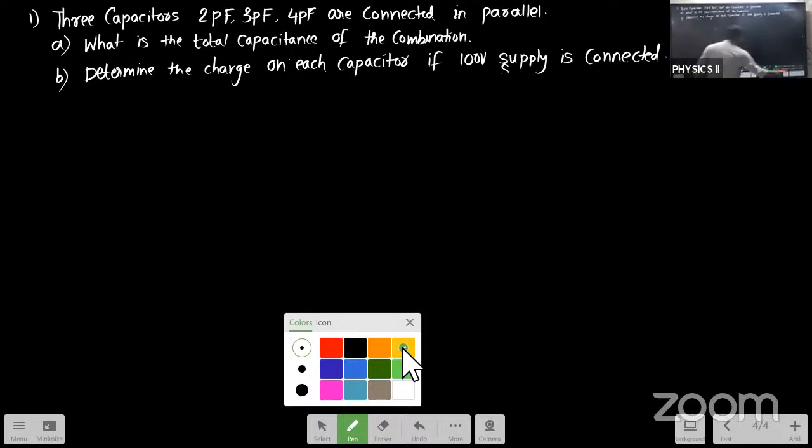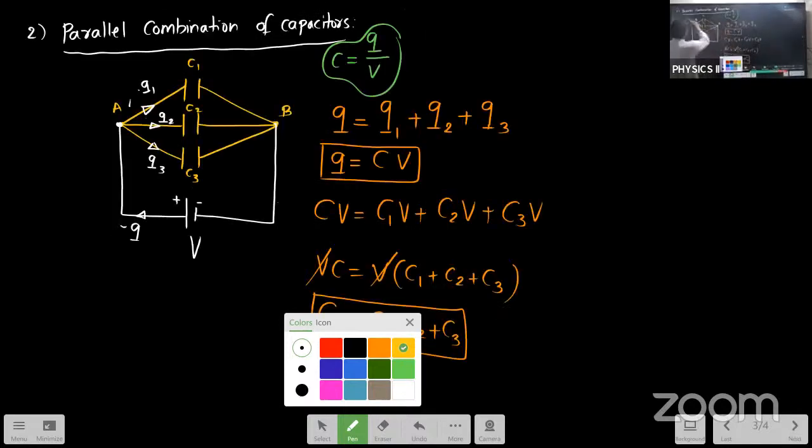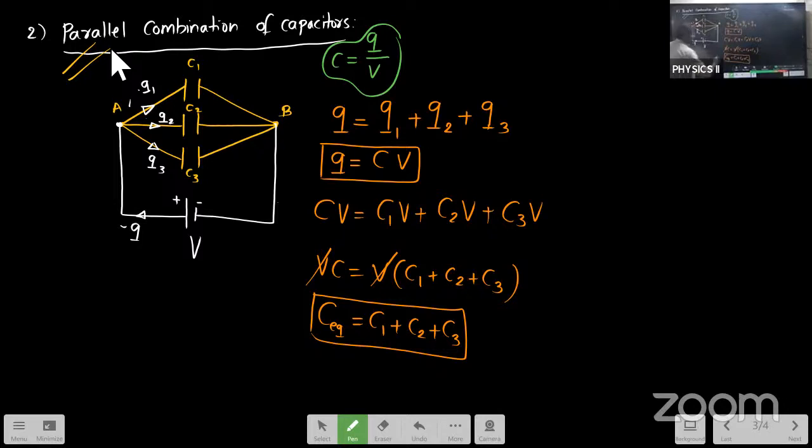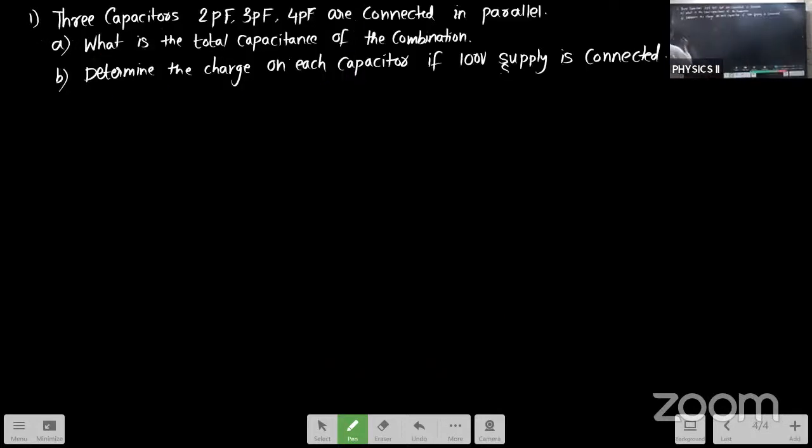Now see here, just now we have seen this was the parallel combination of capacitors. What is the formula we got for the parallel combination? C equivalent is equal to C1 plus C2 plus C3. Now let us apply here. First of all, the answer.